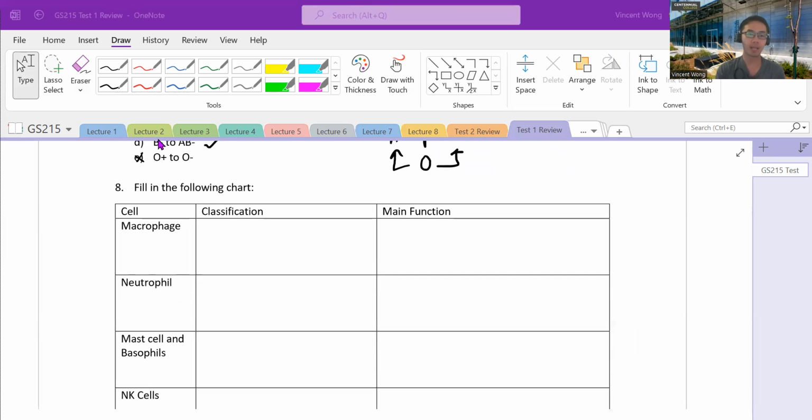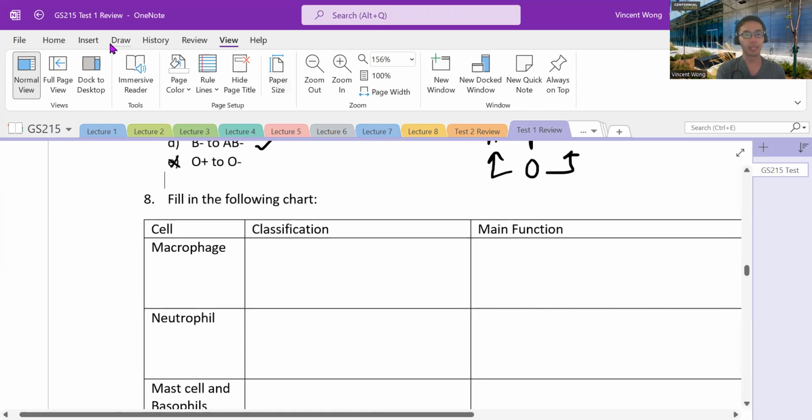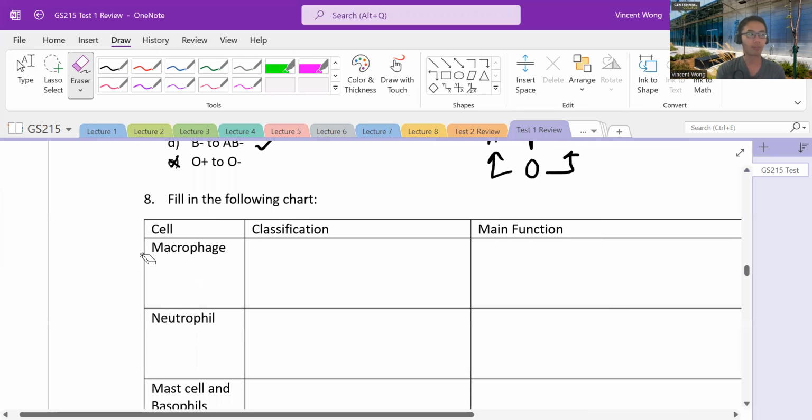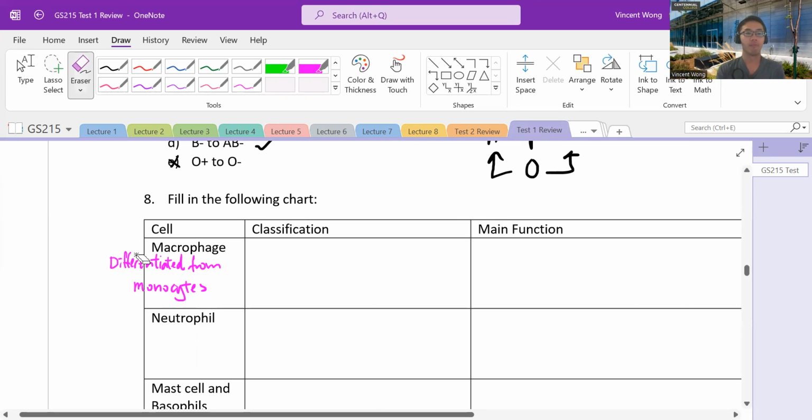This is just a table that has a lot of the cells in it, and it's a good place to put them all together. And we'll fill that in. All right. So macrophages, right? The macrophages are actually differentiated from monocytes. The monocytes kind of patrol around the body, and when they see something that's not supposed to be there, they differentiate into these macrophages, right?